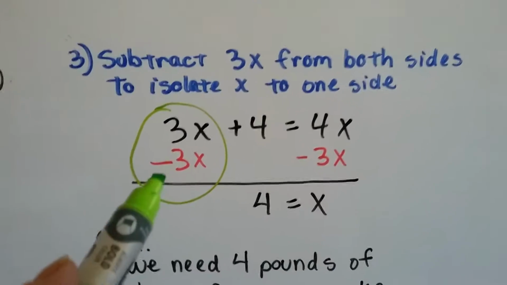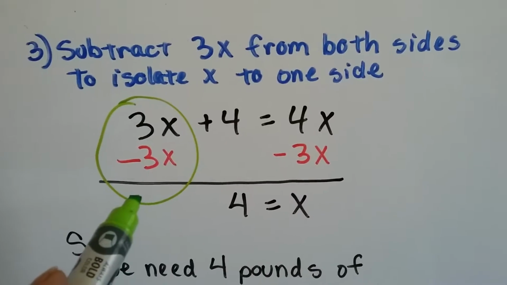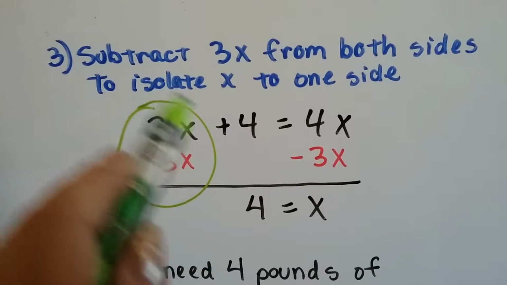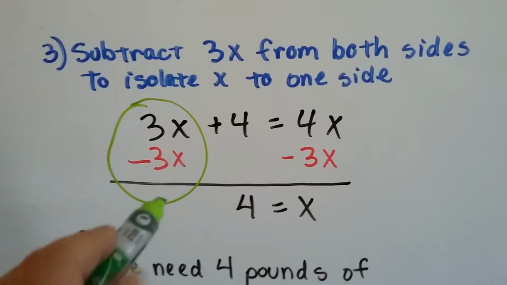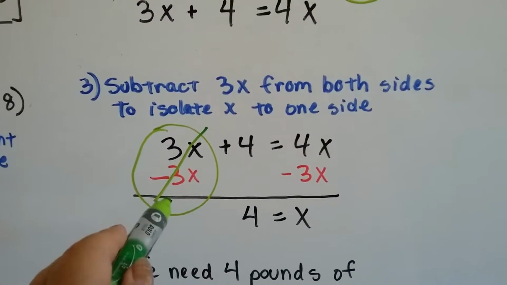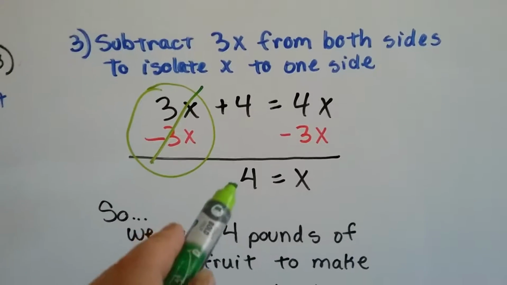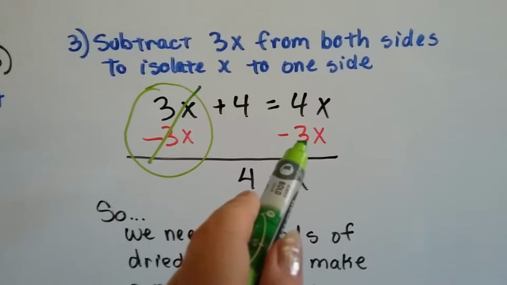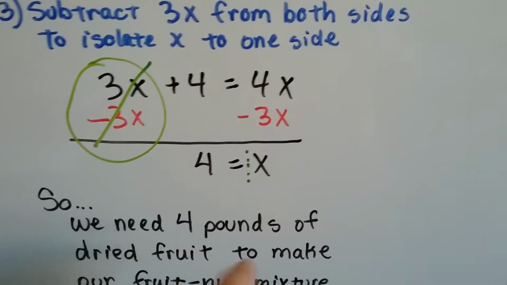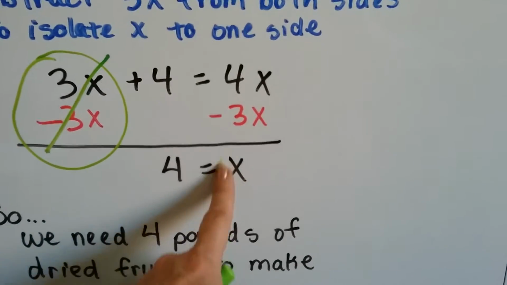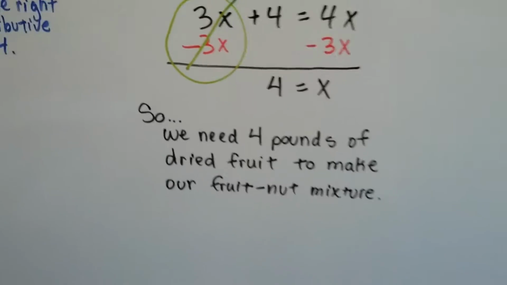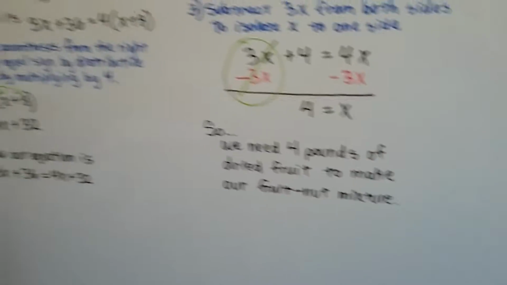We subtract the 3x from both sides to isolate the x to one side. So we can subtract the 3x from this side. It creates a zero pair, just like we did up here. Plus 3x take away 3x is 0, nothing. So now we take the 3x away from this side, and it gives us a 1x, right? But we usually don't write the 1 in front of the variable, so it just gives us x. So 4 equals x. That means we need 4 pounds of the dried fruit to make our fruit nut mixture.